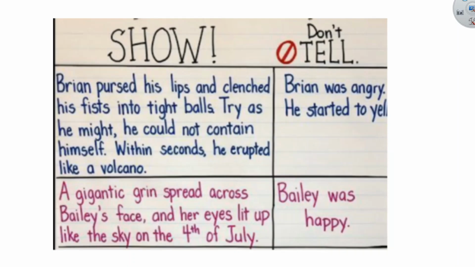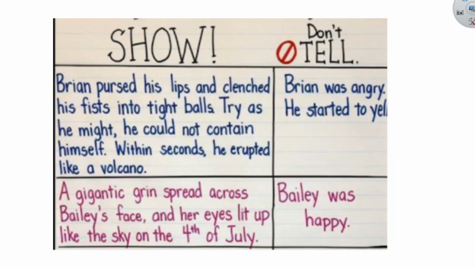I know that she's happy because she's got a gigantic grin, which is a big smile that's across her entire face. I also know that she's happy because her eyes are lit up. And I have a visual in my head like the sky on the 4th of July. I know that the 4th of July has a bunch of fireworks going off, and I can just see those, my eyes being bright and big with the fireworks kind of bouncing off my eyes and the light going off. Now I know she's happy because of that. So I'm showing, not telling.